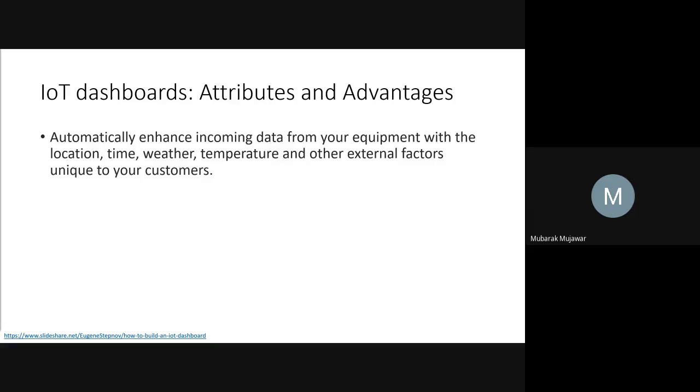One of the attributes is to automatically enhance the incoming data from your IoT device with location, time, weather, temperature, and other external factors unique to your customers. And that's the case. We are actually going to collect a bunch of data from your sensors, from your IoT data, and we're going to enhance that data so that you can show it to your customer in a unique way.